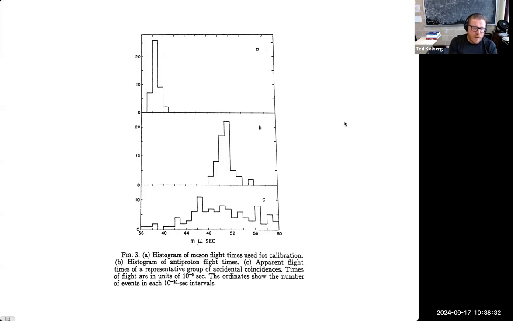So here's an example from an experiment where they were looking at antiproton versus meson, here meaning pion, flight times. So in A, you see the flight time for pions. In B, you see the flight time for antiprotons. And then in C, you have the background that comes from accidental coincidences, which has a more or less flat distribution. So if you can put a gate here to discriminate between case A and case B, you can directly veto, for example, the pion events and let only the proton events through.